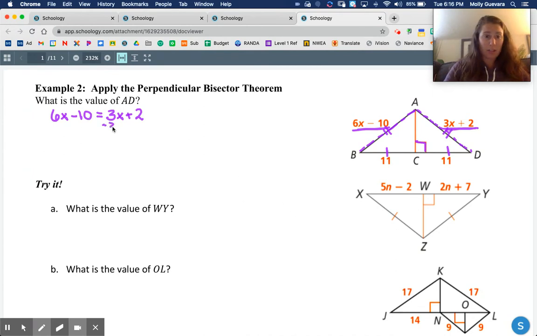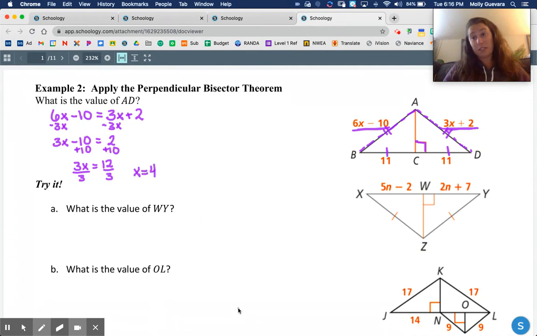So we can subtract 3x. I get 3x minus 10 is equal to 2. We can add 10 to both sides. 3x is equal to 12. Divide by 3, divide by 3, and I get x equals 4. And that's great, but that's not what the question was asking. The question is asking, what is the value of AD?